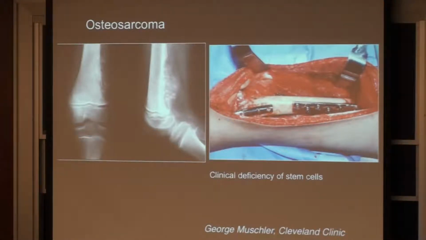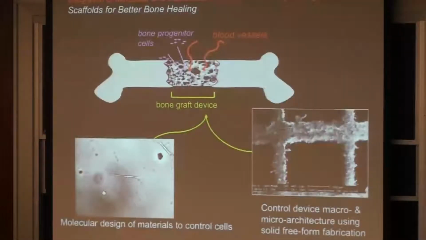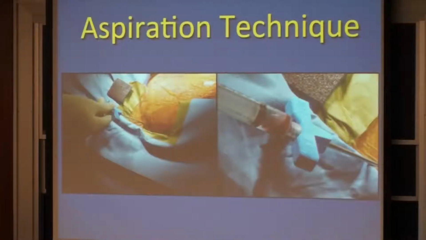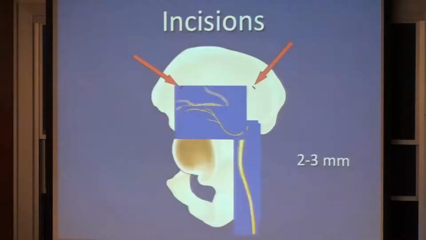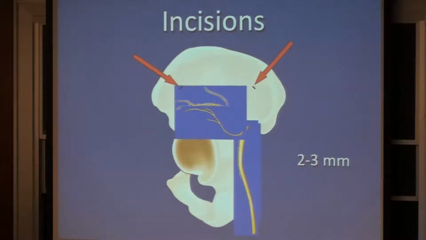So I want to come back now to some of the ways that we're thinking about using stem cells in the clinic. And I already told you this. So what George Mushler has been doing is saying, well, maybe you don't need to take out bone from the iliac crest. Maybe you can just aspirate marrow, which is a much simpler procedure. The patients are going to recover from that very quickly. And so he developed a way to stick a trocar into the iliac crest and just suck some marrow out. Okay, and he's got it all mapped out to where you stick the needle in, and you can move it around, and so on and so forth.